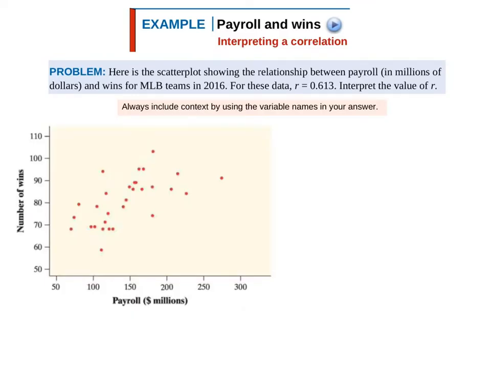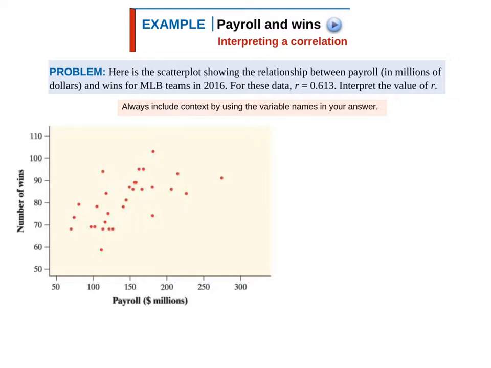So let's look at an example. This one's called Payroll and Wins. So if you think back to that MLB data from 2016, where there was the payroll data in millions for 30 teams and then the outcome of their games, so number of wins. Here's the scatter plot showing the relationship between payroll, millions of dollars, and wins for MLB teams in 2016. That data says that our R value is 0.613. Let's interpret the value of R.